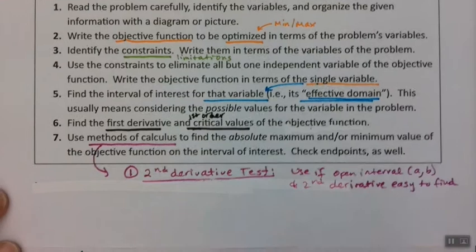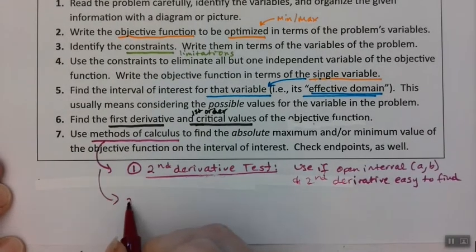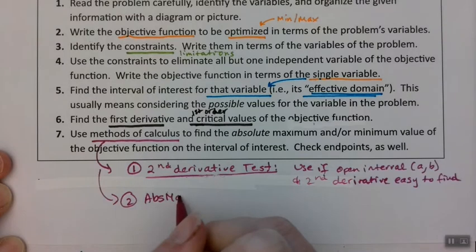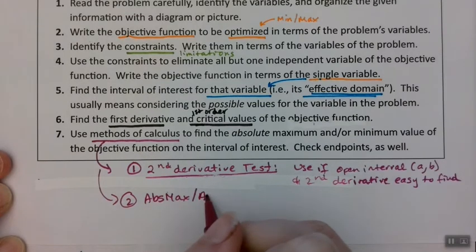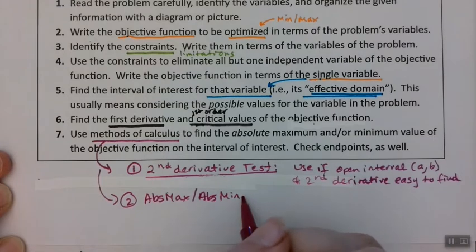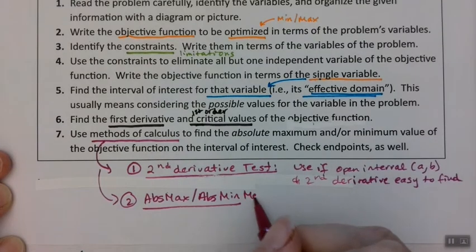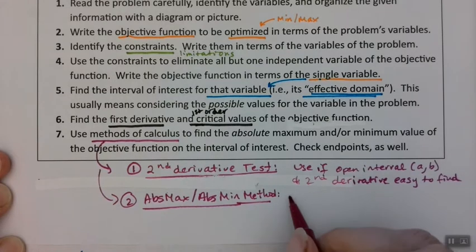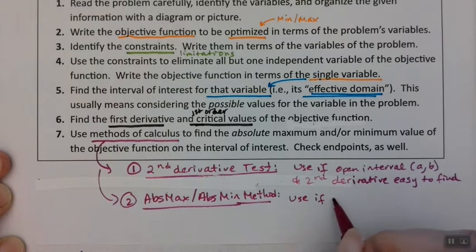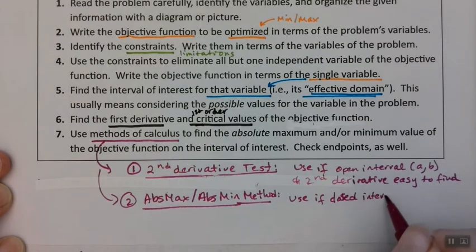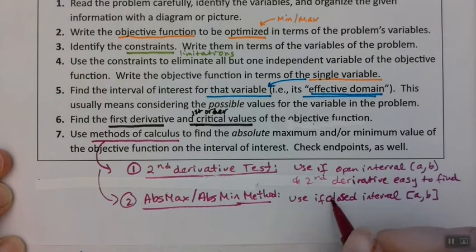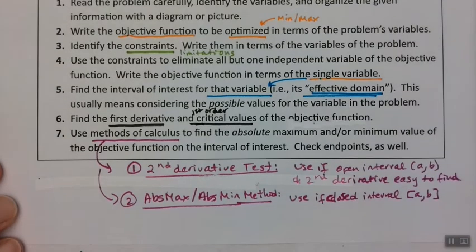The second most common one is actually the absolute max-min method that we learned about, I think in section 4.3. That's what you use if you have a closed interval, a comma b, in brackets. That's closed, not closed. Hold on one second, let me pause and clean that up.